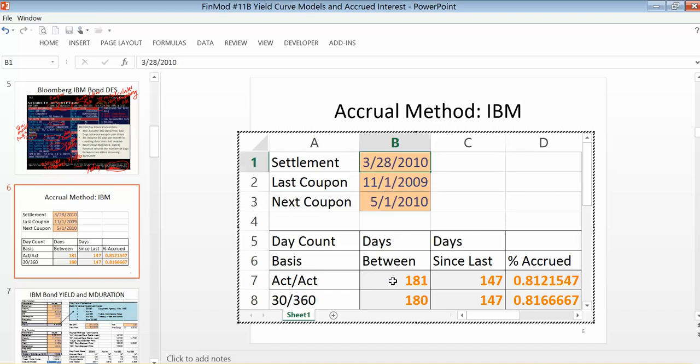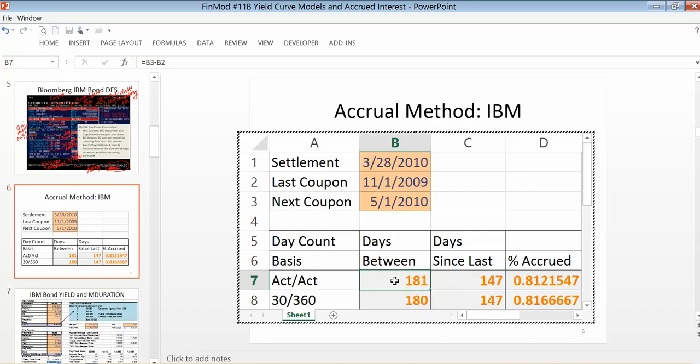If I want to know the number of days since, say, the last coupon payment date, all I need to do is subtract 11/1/2009 from 3/28/2010, as long as they're entered and using date format.